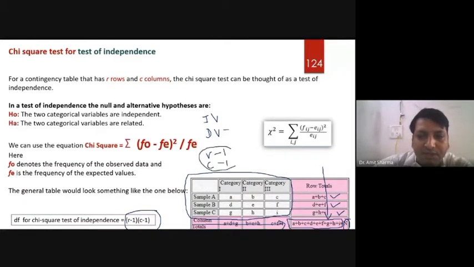So by using this formula, we can calculate the degree of freedom for this particular test if you want to find out the probability level from the Chi-Square table. Now, hypothesis is classified into two types: null hypothesis and alternative hypothesis. Null hypothesis says two categorical variables are independent of each other. Alternative hypothesis says that two categorical variables are related to each other.